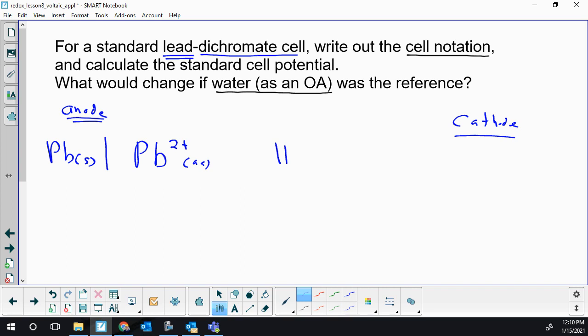We've got to move over to the cathode now. I've got to put all the ions, not the count, just what ions do I have. So let's see, I've got dichromate, I've got H+, and Cr3+. Again, I'm not putting the numbers in front. It's just a list of what's in there.